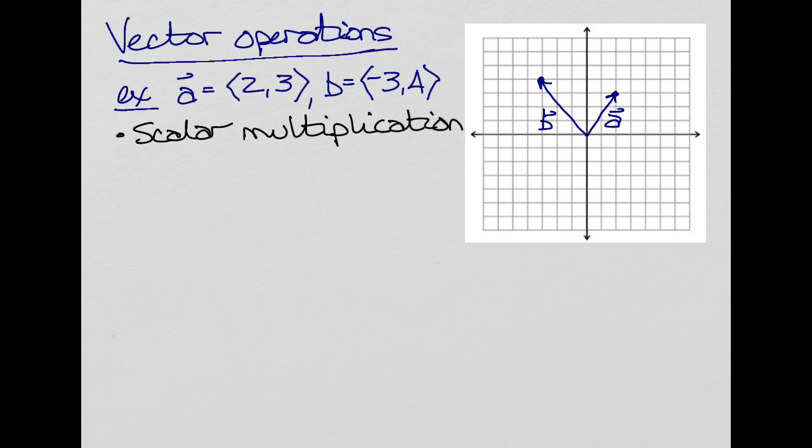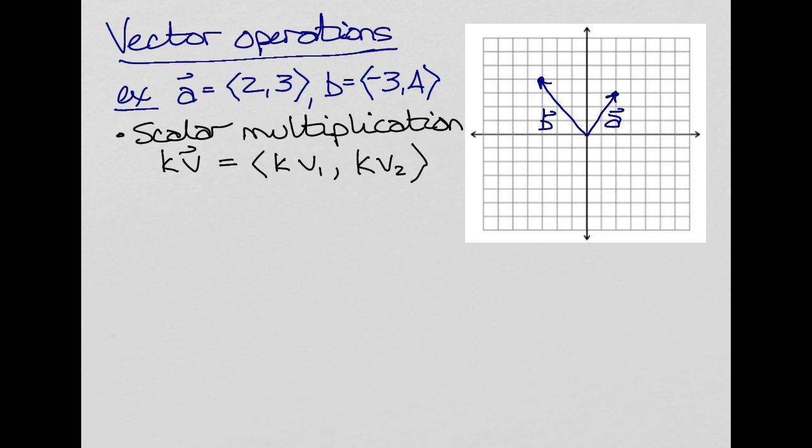So if I have a vector v and I want to multiply it by a constant k, I'm going to do it component-wise. Essentially, I'm distributing the k through my vector v. So k times the first component, k times the second component. Hopefully that's not overly surprising.